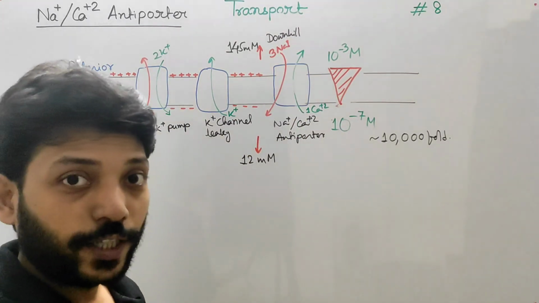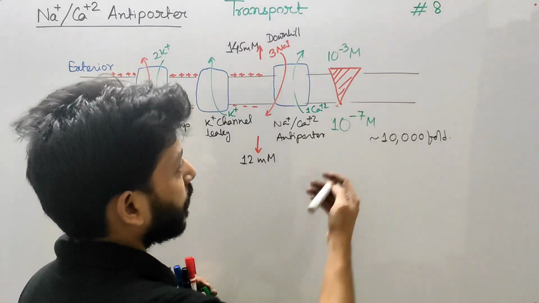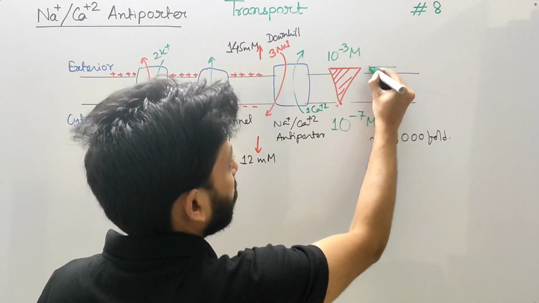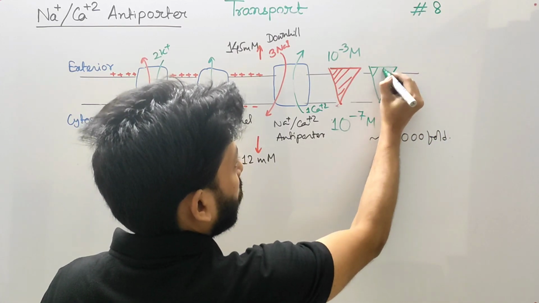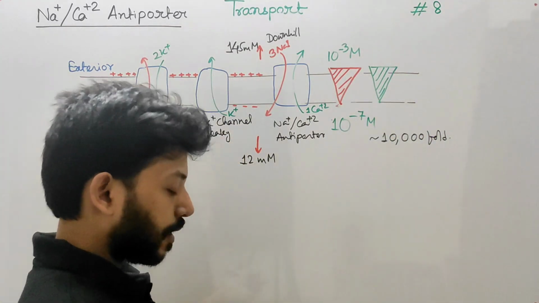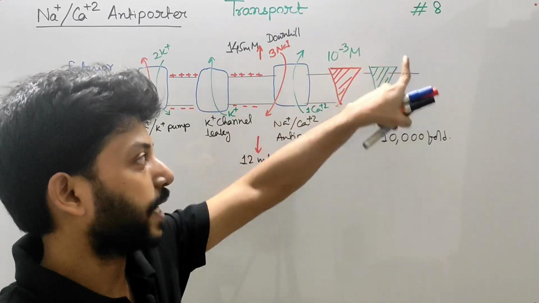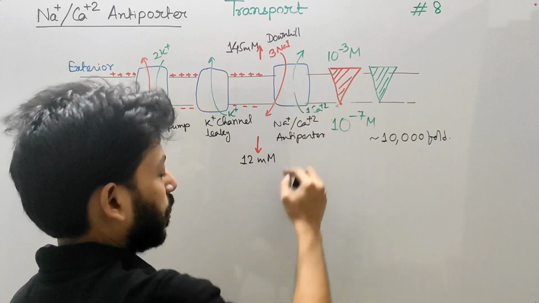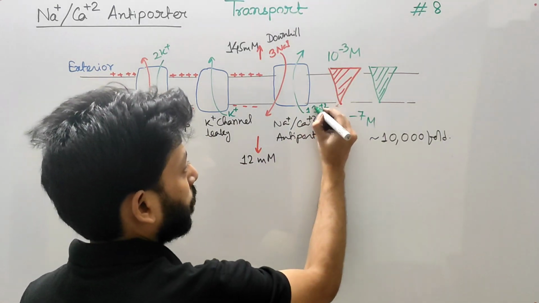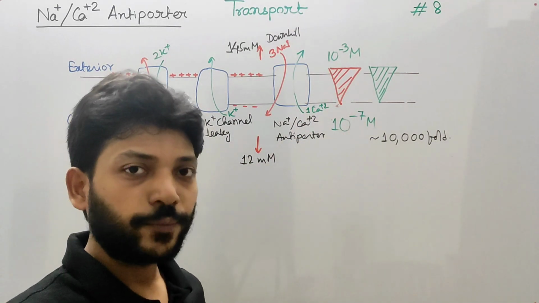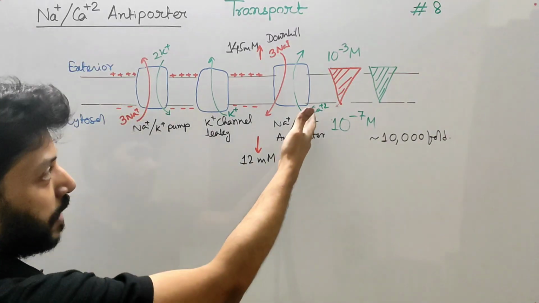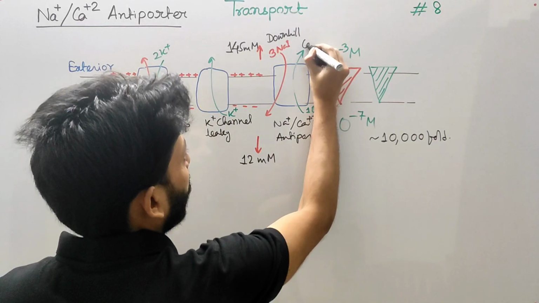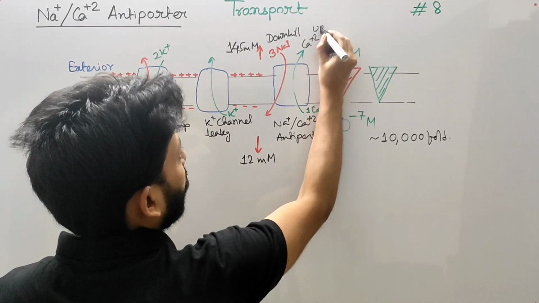But the opposite is true for calcium. The concentration of calcium is higher outside than inside, but the calcium is moving from lower to higher concentration, as you can see, from inside to the outside. Now, why do cells require this type of movement? Because this is uphill movement. So calcium is showing the uphill movement.